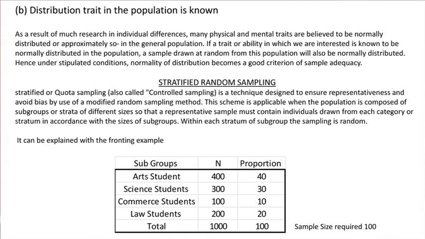The second condition: the distribution of the trait in the population is known. As a result of much research in individual differences, many physical and mental traits are believed to be normally distributed or approximately so in the general population. If a trait or ability in which we are interested is known to be normally distributed in the population, a sample drawn at random from this population will also be normally distributed. Hence, under stipulated conditions, normality of distribution becomes a good criterion of sample adequacy.